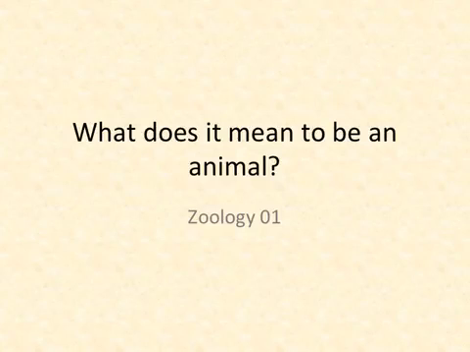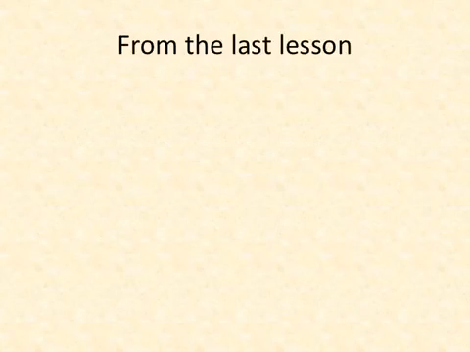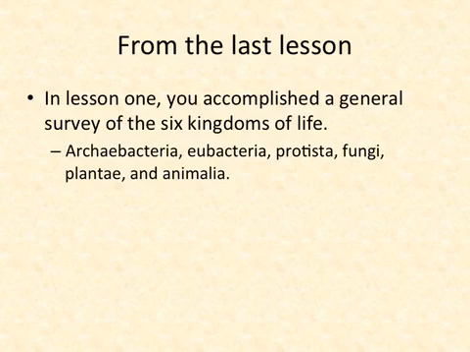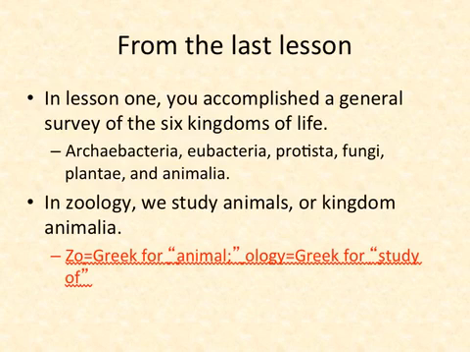In this lesson, we will be discussing what it means to be an animal. From the last lesson, you accomplished a general survey of the 6 kingdoms of life. You researched archaebacteria, eubacteria, protista, fungi, plantae, and animalia. And you should have gotten a general idea for how these kingdoms are different from each other. In zoology, we study kingdom Animalia.